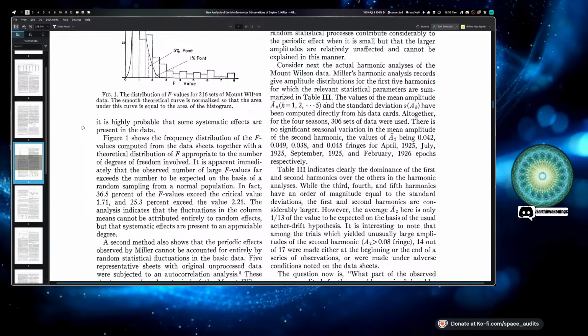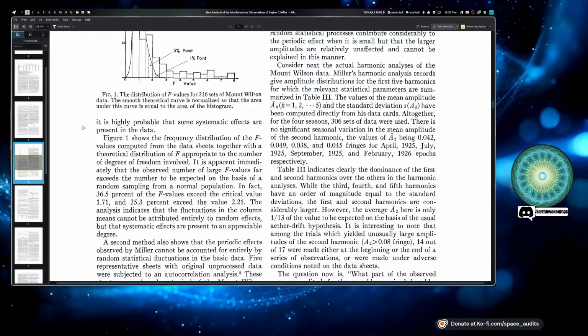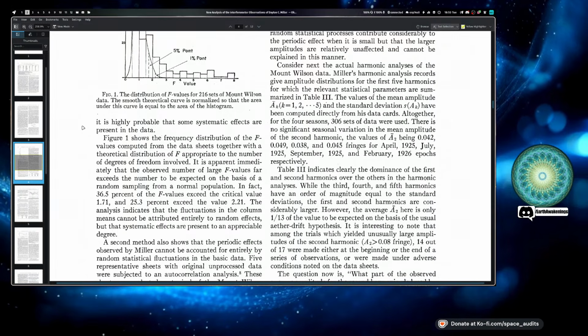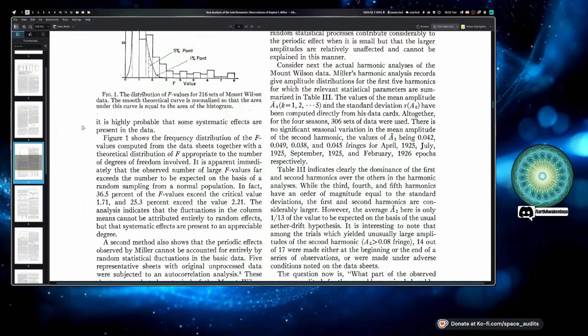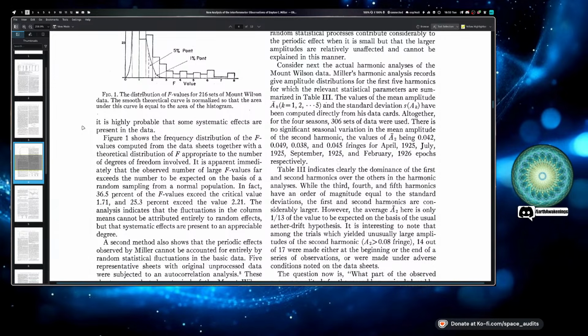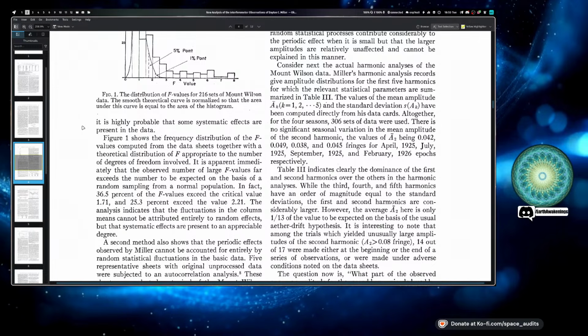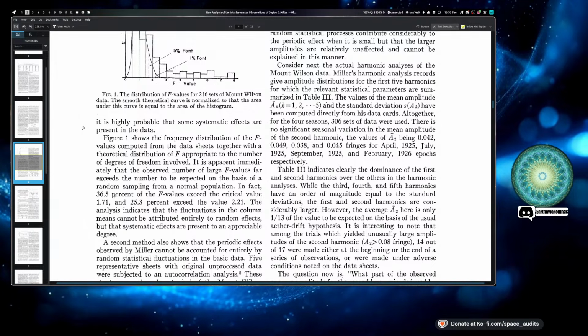1.71, and 25.3% exceed the value of 2.21. The analysis indicates that the fluctuations in the column means cannot be attributed entirely to random effects, but that systematic effects are present to an appreciable degree.